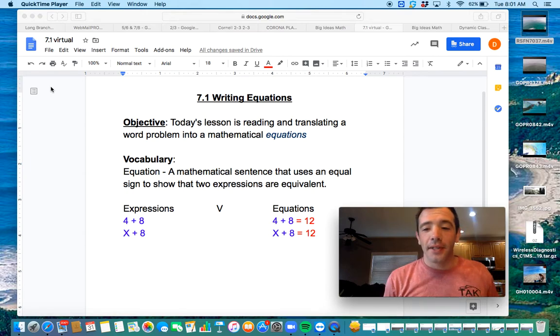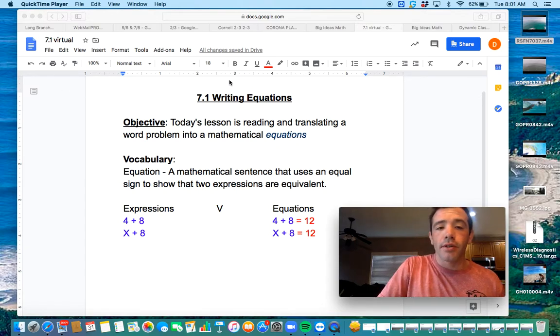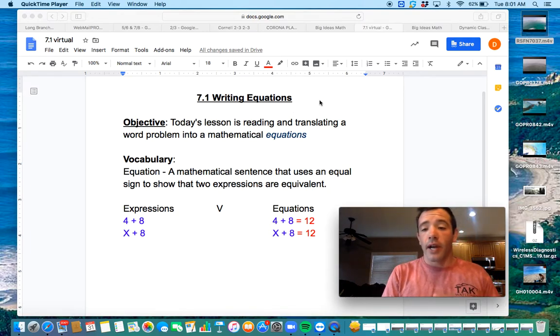We're going to start learning new material. So, we are starting off with chapter 7. Don't really worry about any quizzes or tests or assessments. It's just about learning the material and getting better. It's that simple. So, today we're starting with 7.1. Chapter 7 is writing equations, solving equations, writing inequalities, solving inequalities. It's a major chapter, major standards for you guys in 6th grade. So let's get right into it.